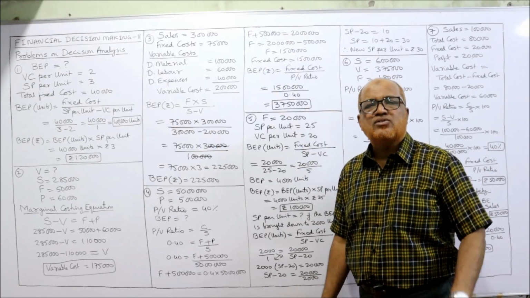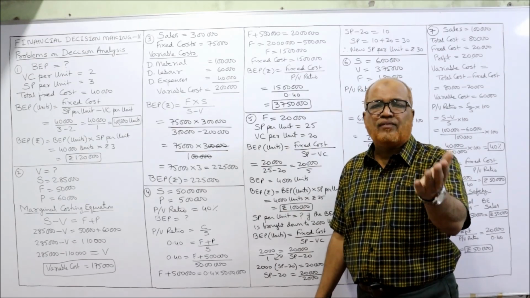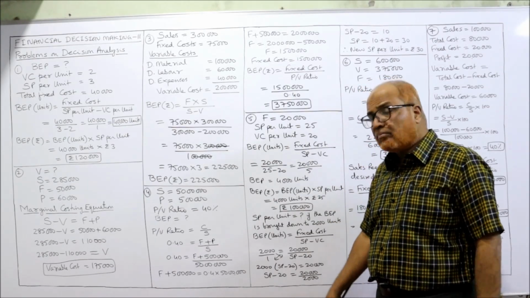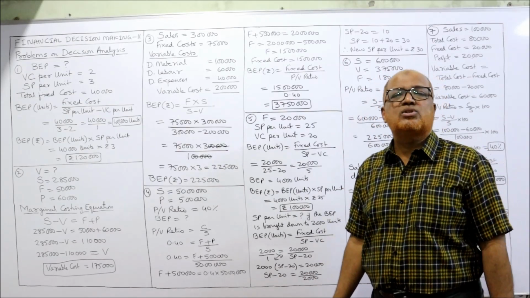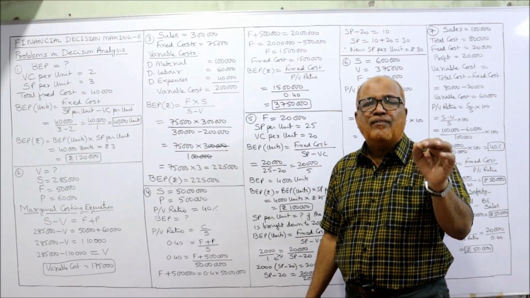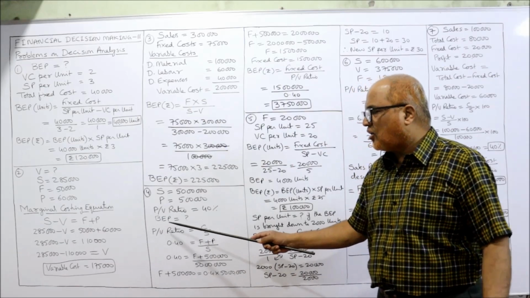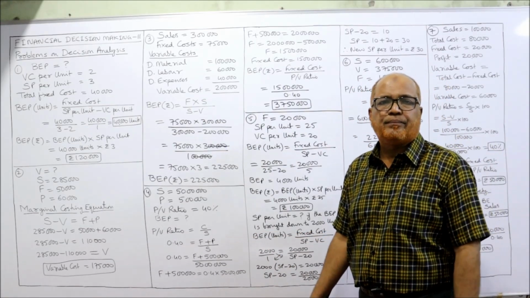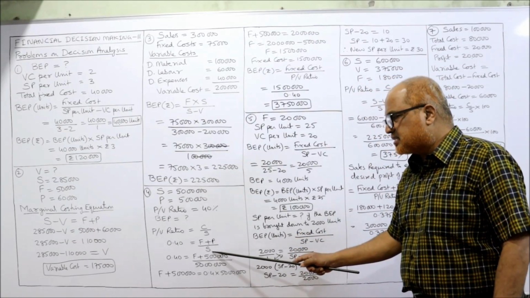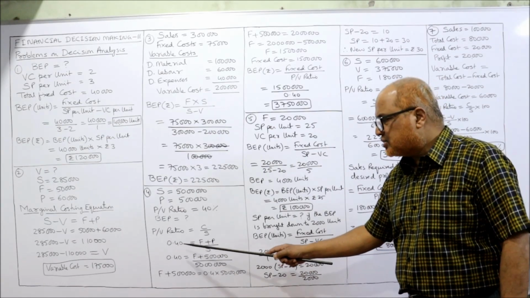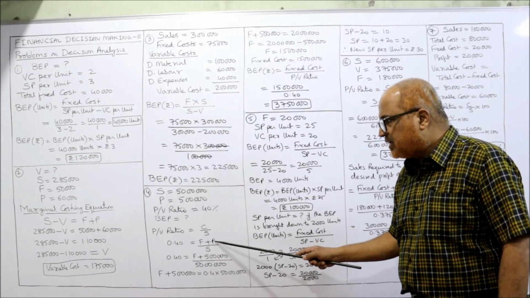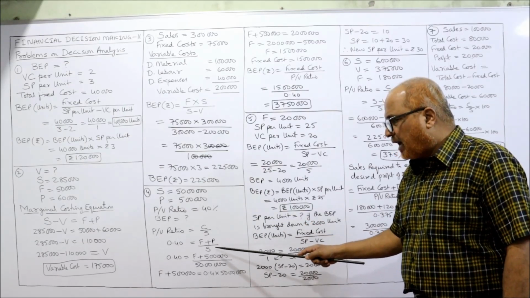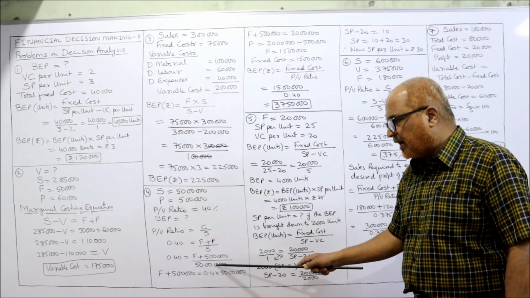Contribution stands for sales minus variable cost or fixed cost plus profit. Here I am taking F plus P. Why? Because I need fixed cost. Without fixed cost, I cannot calculate BEP. So F plus P by S. Now we substitute the values: 0.4. F we don't know, we have to find out. Profit is given in the problem as 5 lakh and sales are given as 50 lakh.